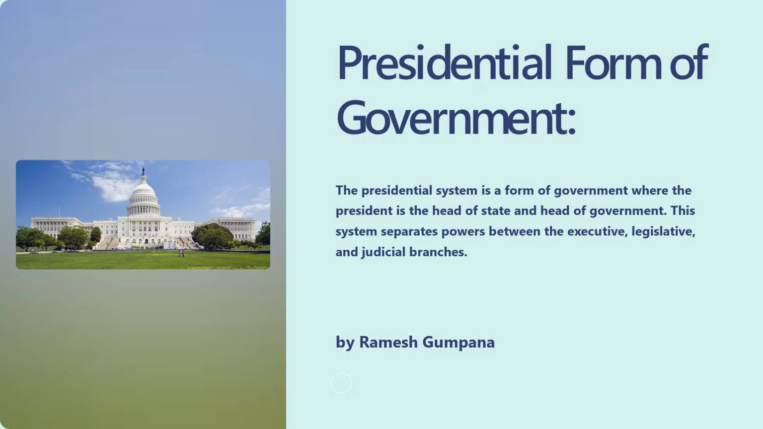Presidential form of government. The presidential system is a form of government where the president is the head of the state and head of the government. This system separates powers between the executive, legislative and judicial branches. A presidential form of government is a system in which the president serves as both the head of the state and the head of the government.